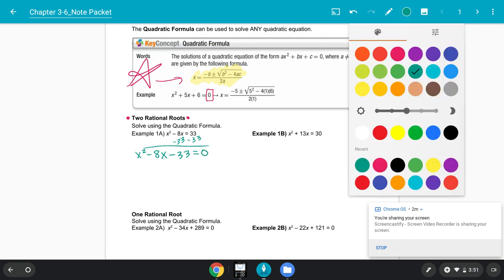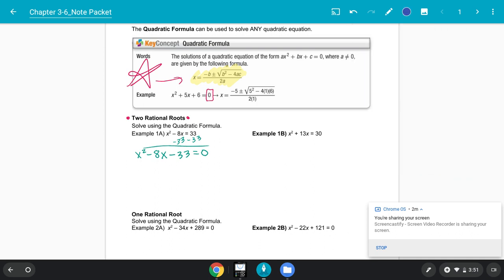The second thing that I would do, especially as you guys are just getting familiar with this formula, is to establish what a, b, and c are. So a, b, and c are the numbers, the coefficients in order. So a is 1. In this case, b is negative 8, and c is negative 33. And then we would fill in our formula.